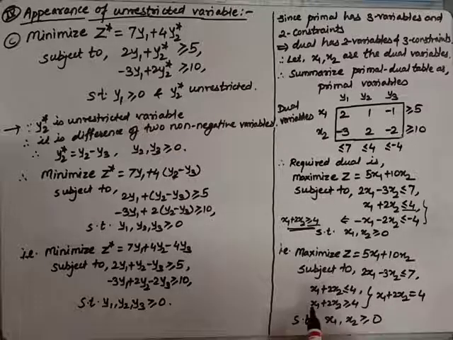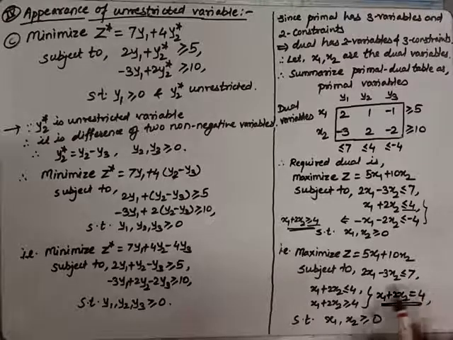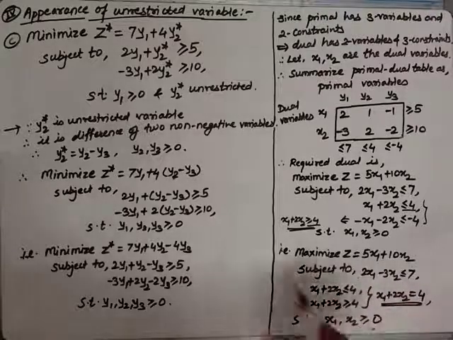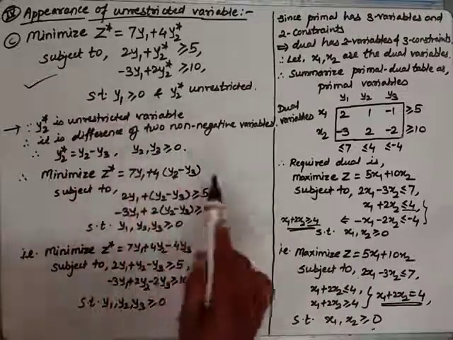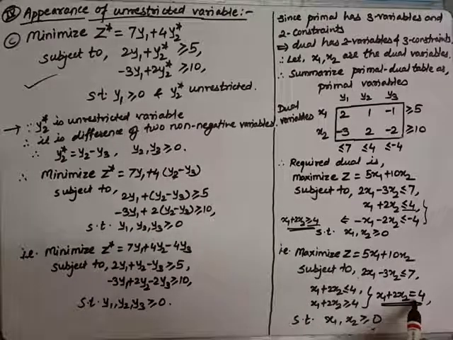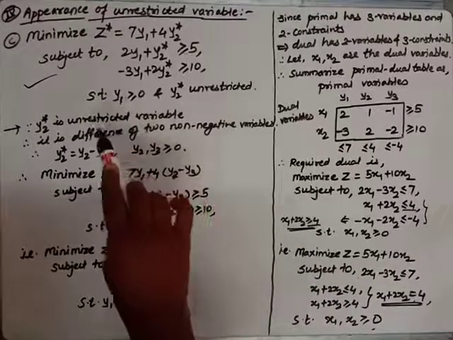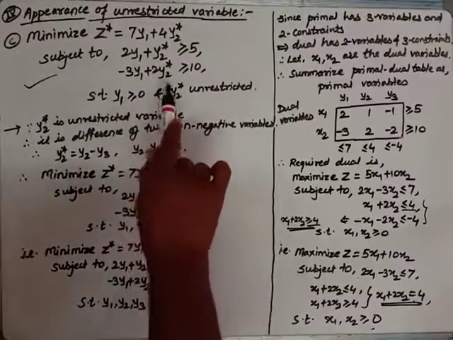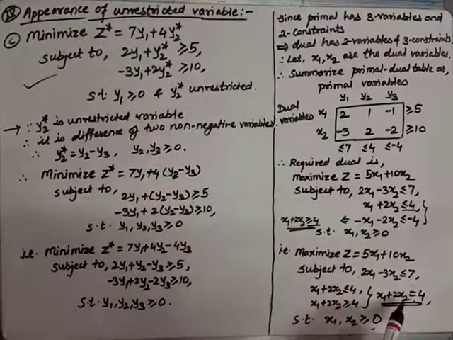Now here no need to write these. Simply if you write this as a second constraint and then this condition, then it is okay. This is our required dual of this given LPP. Now you should note that if an equality constraint is there in the primal, in dual we get an unrestricted variable, or if an unrestricted variable is there, in dual we get an equality constraint.